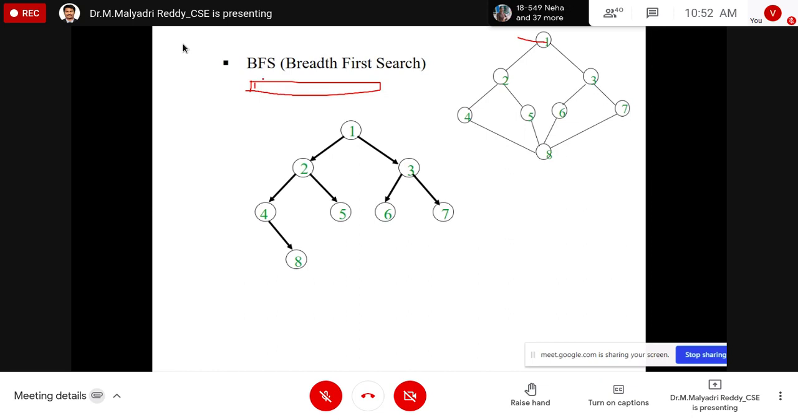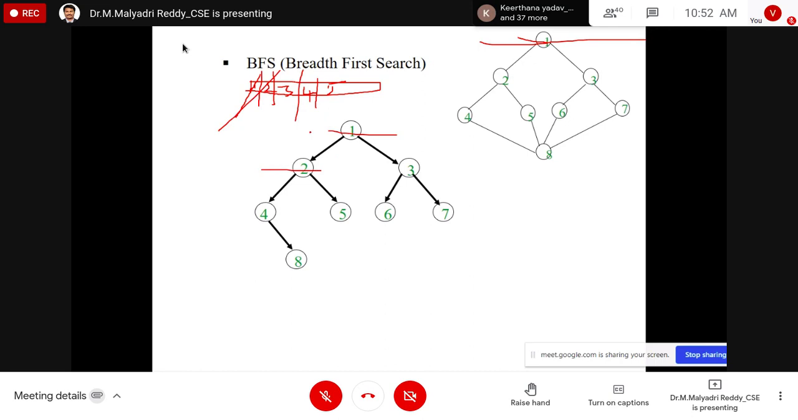First one is visited. First level is completed. Then the neighboring nodes are 2 and 3. They are also marked as visited, so kept in the queue: 2, 3. Coming to 2, all the neighboring or child nodes are 4 and 5. They are marked as visited and then filled up in the queue. 2 is completed.